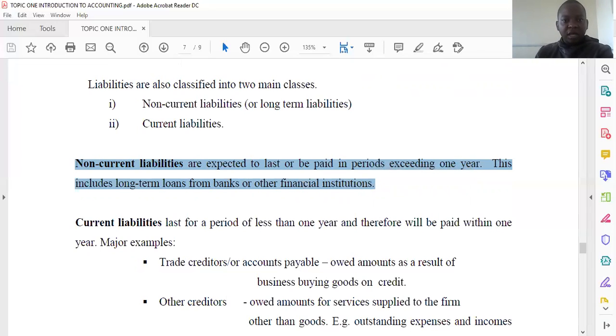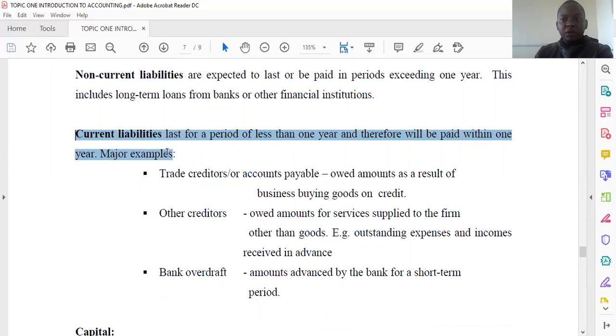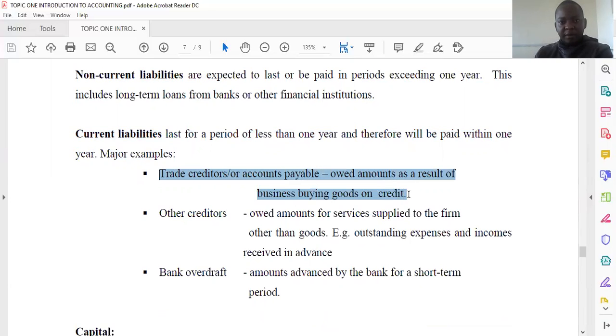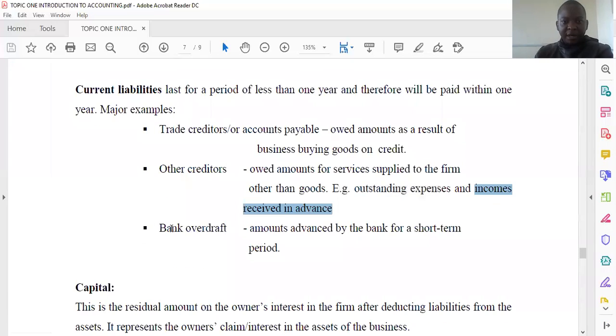This includes long-term loans from banks and financial institutions. And then we have current liabilities, which last for periods of less than a year and therefore will be paid within a year. Examples of current liabilities are trade creditors or accounts payable. We have other creditors, such as outstanding expenses and incomes received in advance. Another example is a bank overdraft.